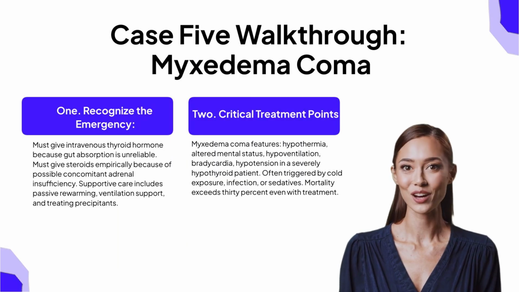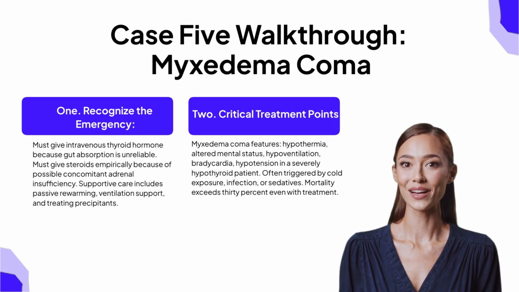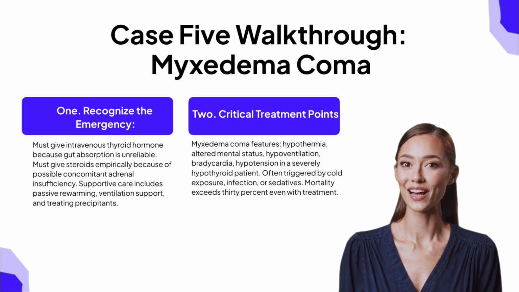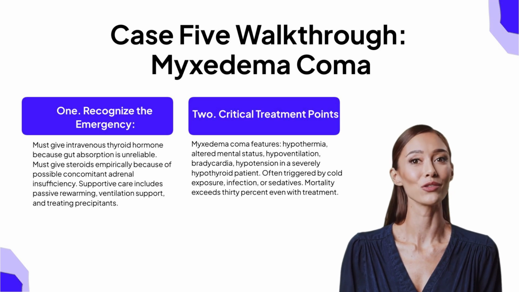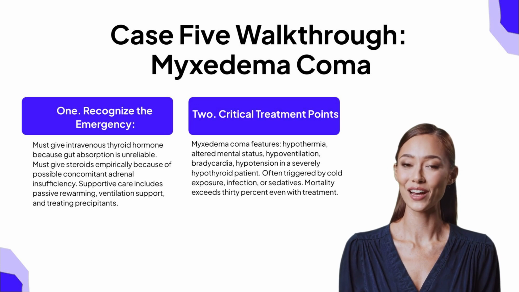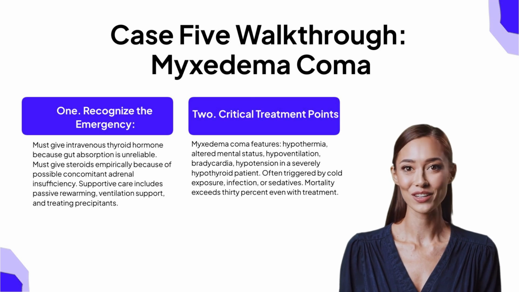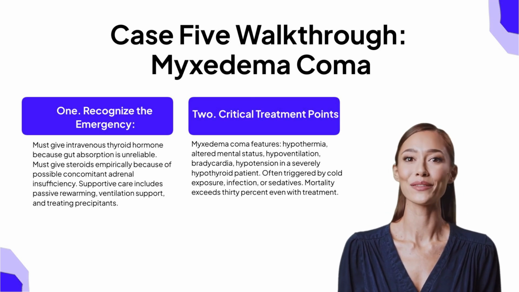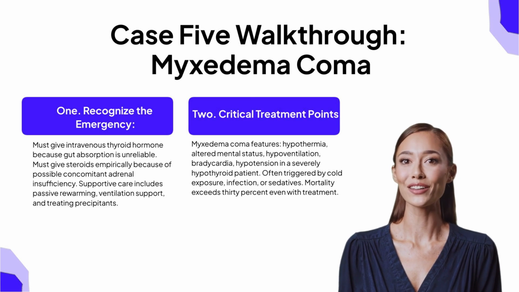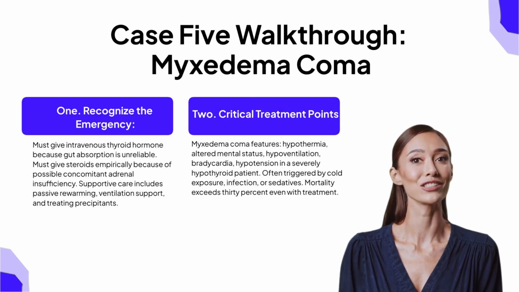This is Myxedema Coma. Think of it as the opposite of thyroid storm. Instead of a revved-up patient, you have a completely shut-down patient: cold, slow, unconscious. The key treatment points. You must use intravenous thyroid hormone because the gut is not working properly. You must give steroids because many of these patients have coexisting adrenal insufficiency, and giving thyroid hormone without steroids can precipitate an adrenal crisis. The answer is B.